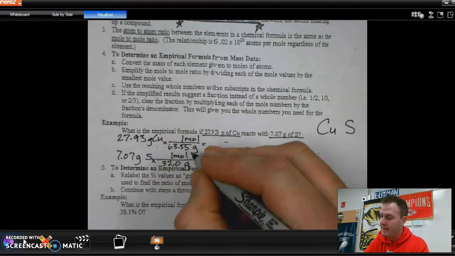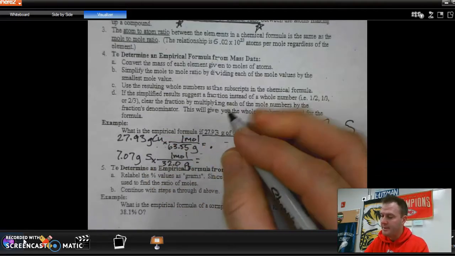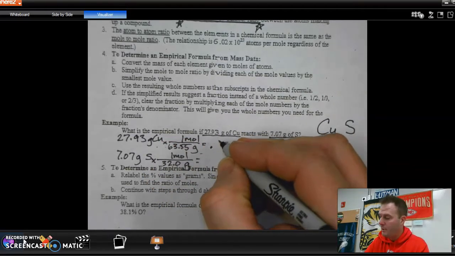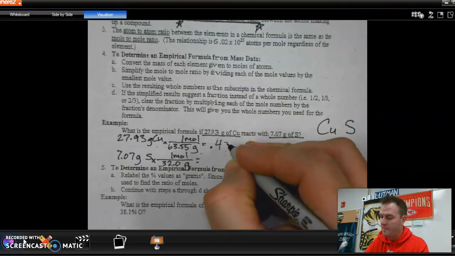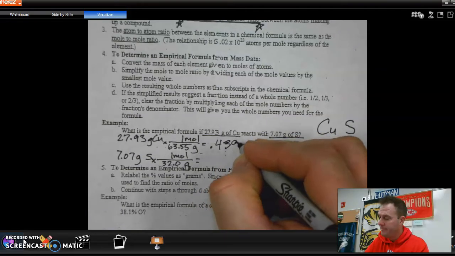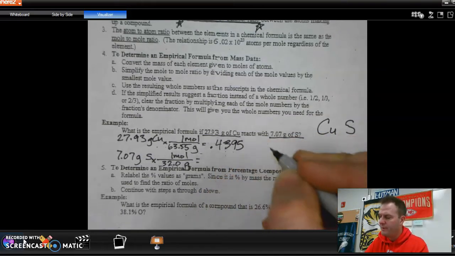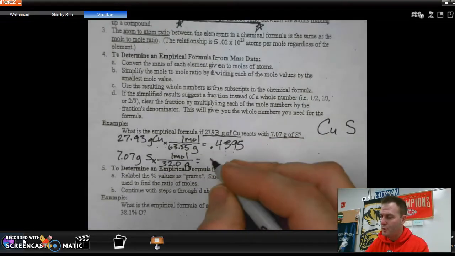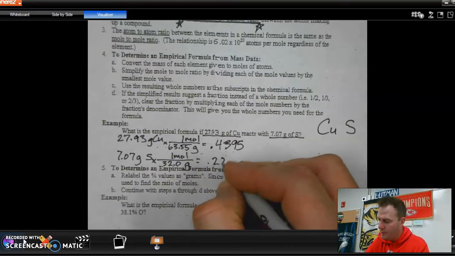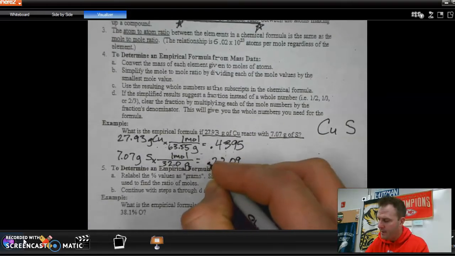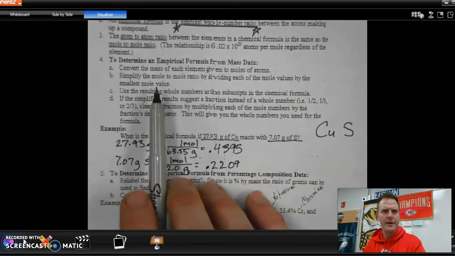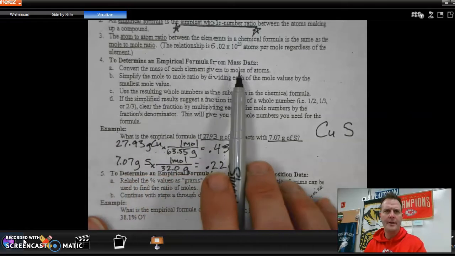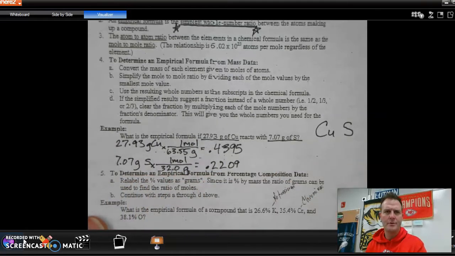Okay, so when you divide 27.93 divided by 63.55, you get 0.4395. 7.07 divided by 32 is 0.2209. Okay, so we have converted each of the given samples into moles.